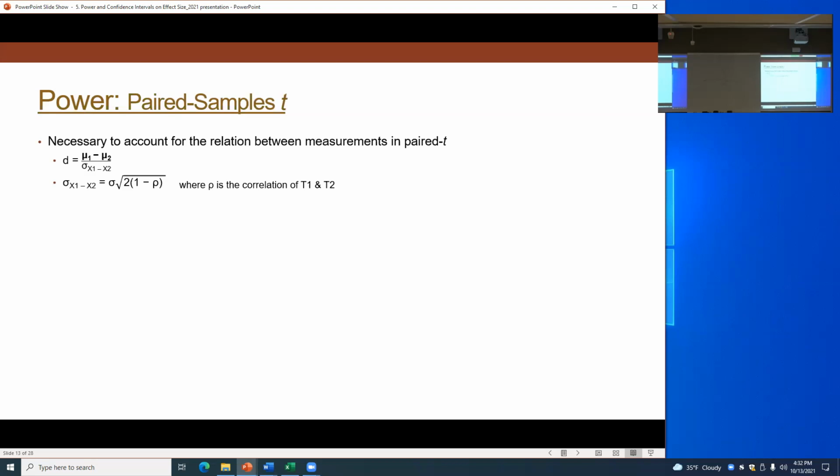So our effect size here is going to be equal to the mean of time 1 minus time 2. So this is just our difference. And then here in our denominator, we're using the standard deviation of the difference scores. Very important that you're using the standard deviation of the difference scores.